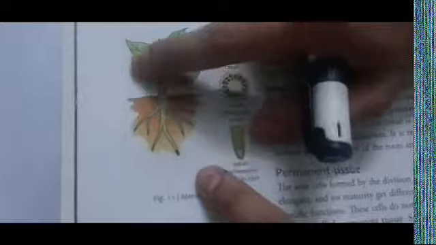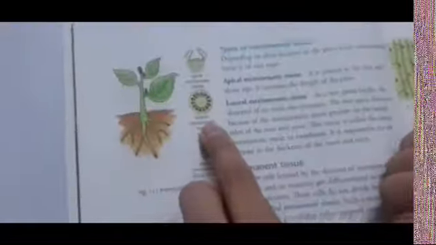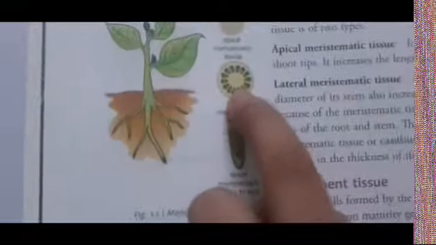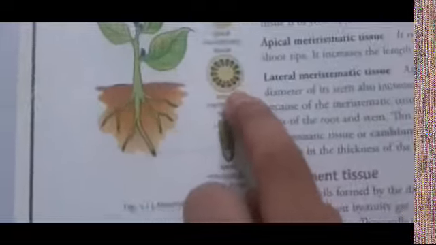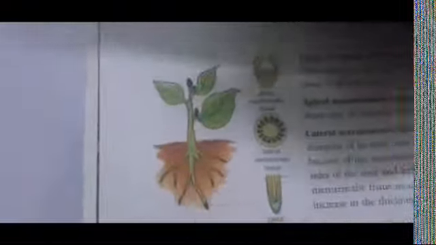Now on the side of the plant, on the side means if suppose this is a plant, so on the side of the plant is present the lateral meristematic tissue. If you can see carefully this diagram, you can see two rings here. One ring is on the inside and the second ring is on the outside. Now this lateral meristematic tissue will increase the thickness of the plant. Thickness means the width or the diameter of the plant, and it is present on the sides of the shoot as well as on the sides of the root also.